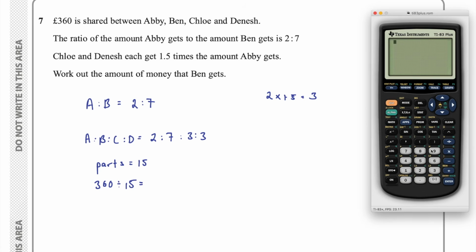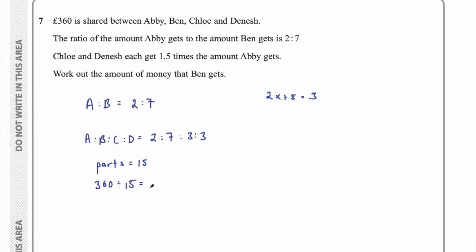It is a calculator paper. So 360 divided by 15, that's 24. And so each part in this ratio is worth 24 pounds. The question says work out the amount of money that Ben gets. He gets 7 parts of this ratio.